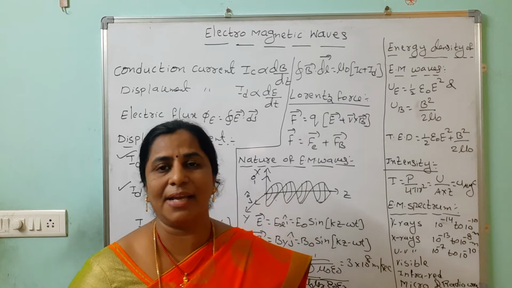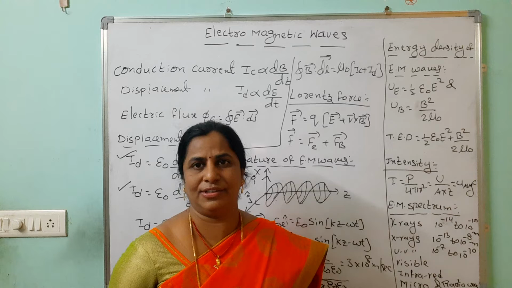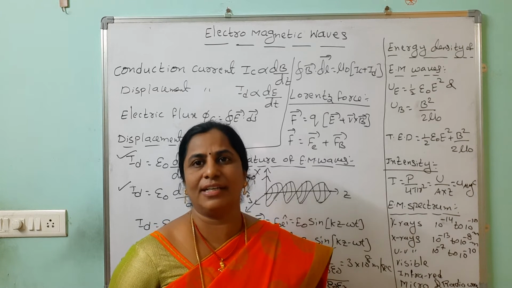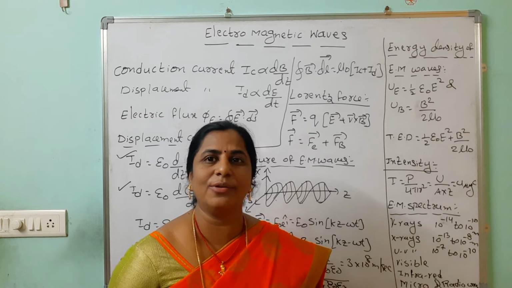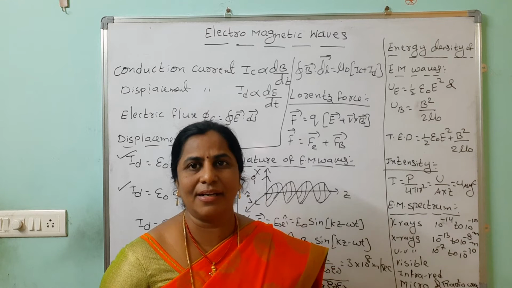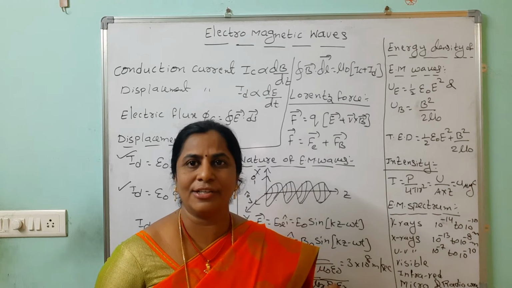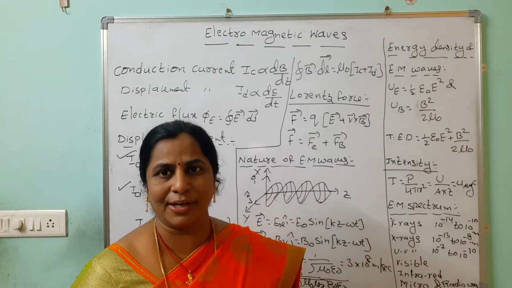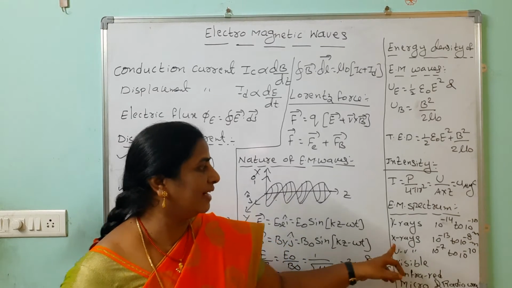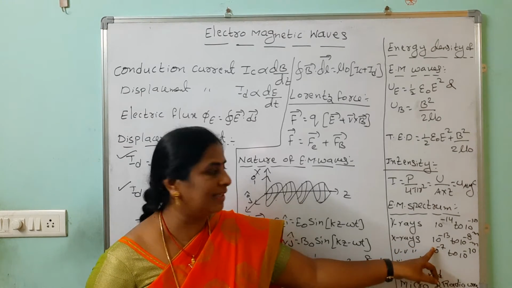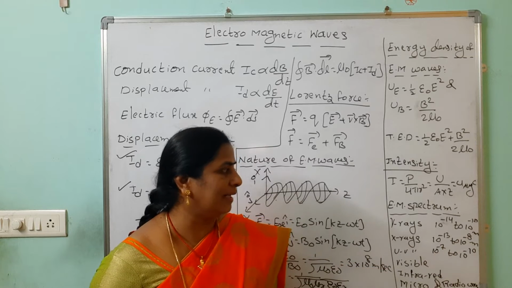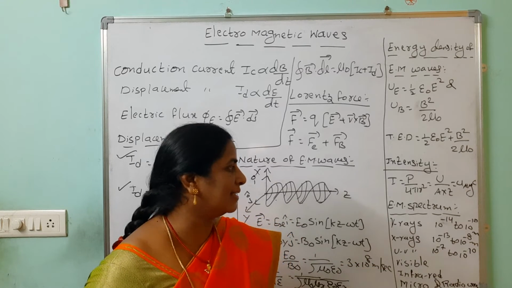These have high penetration and low ionization. They also affect the photographic plate. Where do we use gamma rays? In medicine, we use gamma rays to kill cancer cells. The next one is X-rays. This wavelength range is 10 to the power of minus 13 meters to 10 to the power of minus 8 meters.